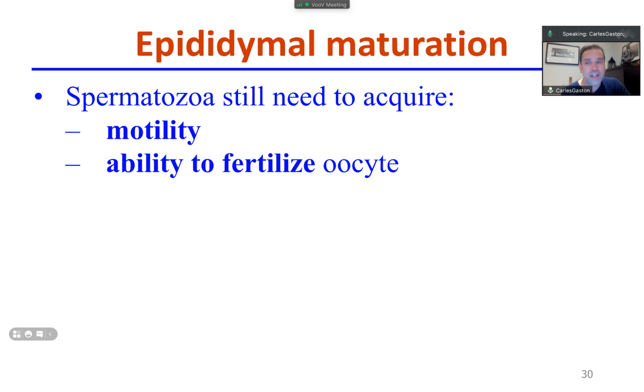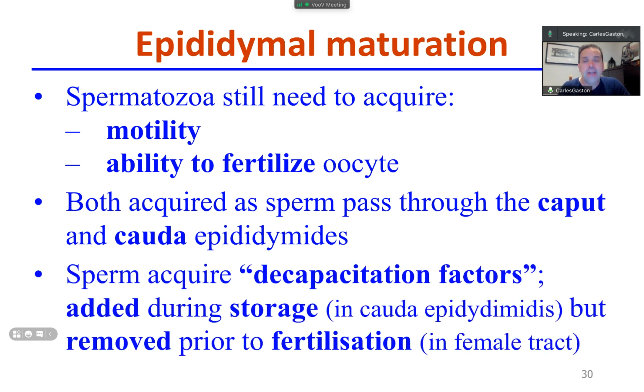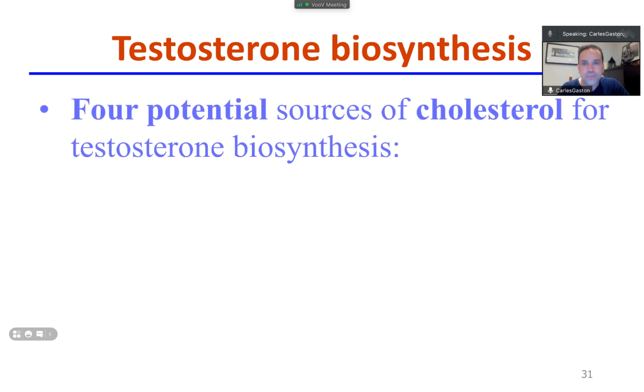In the epididymal maturation, the spermatozoa still need to acquire motility and the ability to fertilize the oocyte. So sperm pass through the caput and caudal epididymis. Sperm acquire decapacitation factors, added during the storage in the caudal epididymis but removed prior to fertilization in the female tract. So there are four potential sources. Remember that testosterone is very, very important.